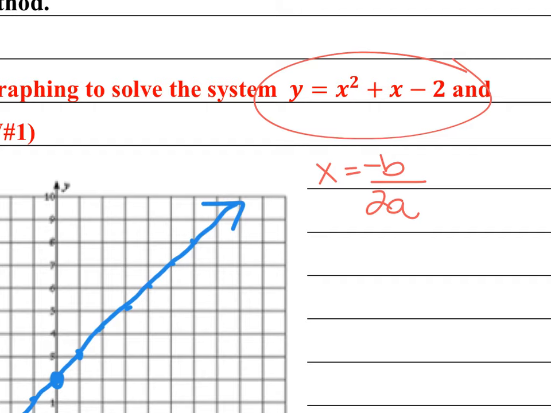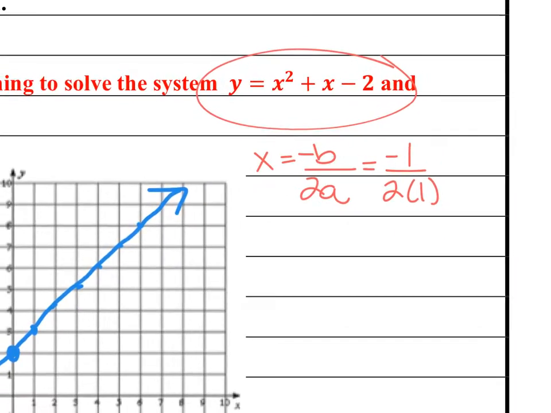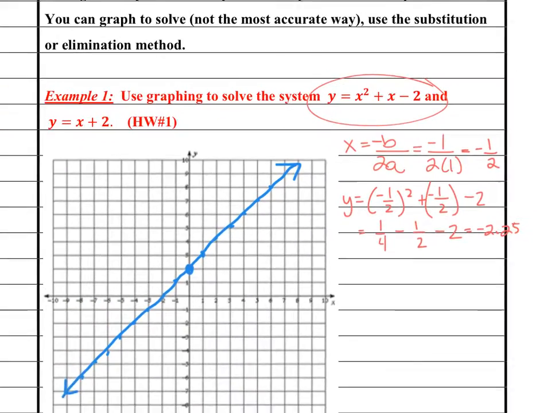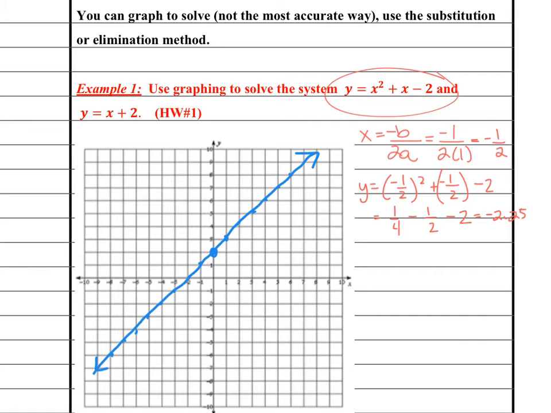So my axis of symmetry would be -1 over 2 times 1, which would be -1/2. Plug that back in. 1/4 minus 1/2 minus 2 be -2.25. Can we write about there? Let's get the rest of our table now.